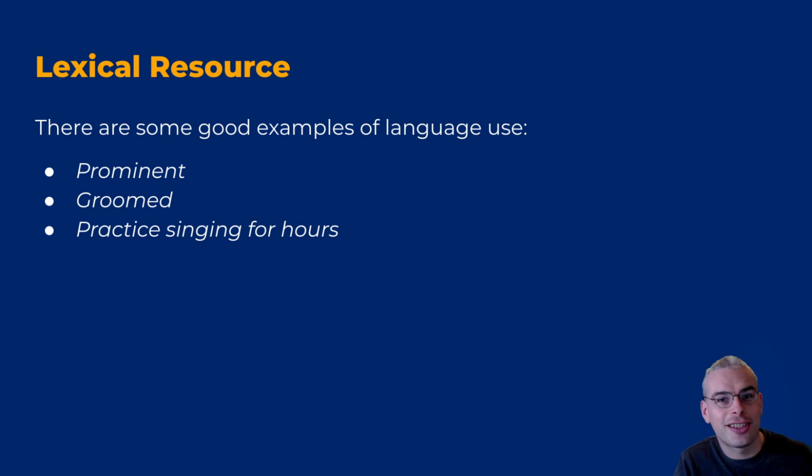The third category in IELTS writing is lexical resource. Lexical resource is all about the language you use. Do you use a wide range of language, and do you use it accurately without any spelling mistakes?